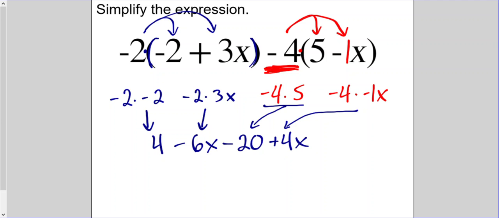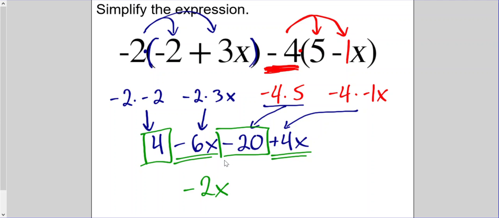Now I get to combine like terms. I have a negative 6x and a positive 4x. So I'm going to add those two together. Negative 6 plus 4 is negative 2x. And a 4 minus 20, or plus a negative 20, is negative 16.